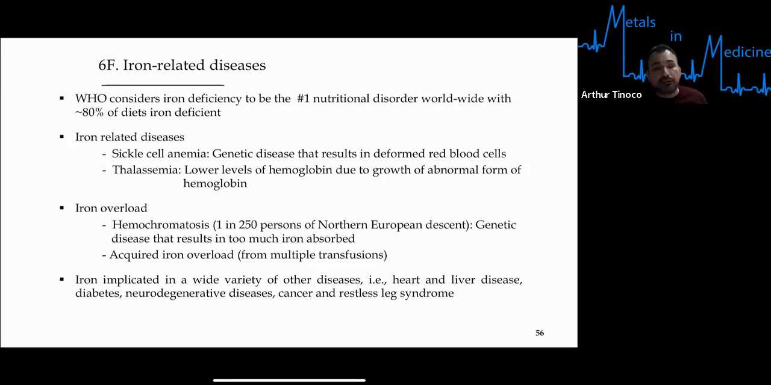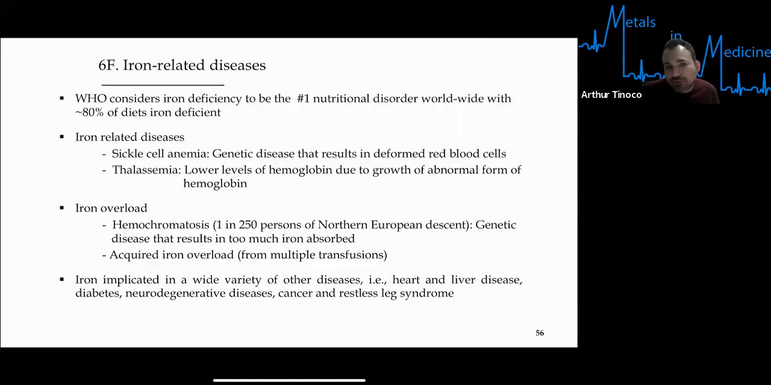Iron is also implicated in a variety of other diseases: heart and liver disease, diabetes. In the diabetes world, there appears to be some correlation as well with iron transfer, and so some disruption in the distribution of the actual metal there. Neurodegenerative diseases, we'll talk about some of this. Cancer, as iron is actually very important in terms of the proliferation of cancer cells, and also restless leg syndrome.